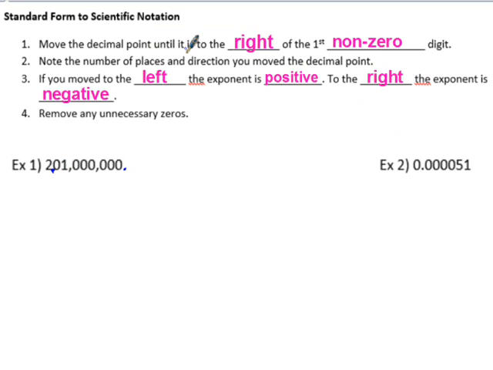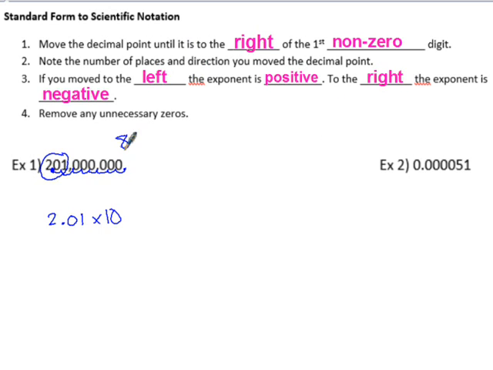Alright, and then I need to count how many places that would move. So it would be 1, 2, 3, 4, 5, 6, 7, 8. So to get the decimal place to be there, I will have moved 8 places. Okay, so now here's my new number. I don't need all of those zeros anymore. I have 2.01. Remember, that number has to be between 1 and 10. Well, 2 is between 1 and 10. Okay, so 2.01 times 10, and then it's going to be to the 8th power. I just have to decide if it should be positive or negative.